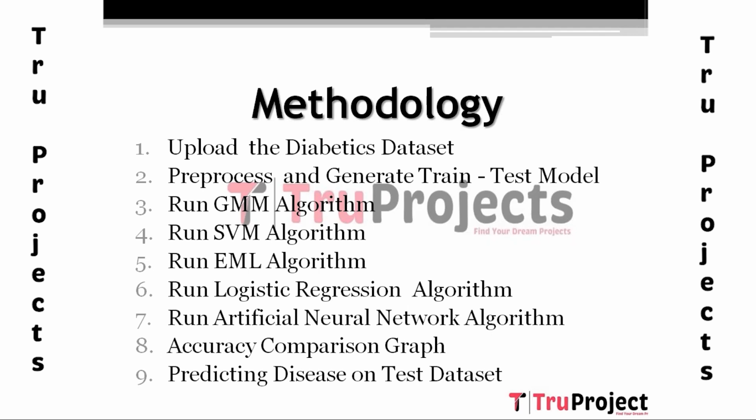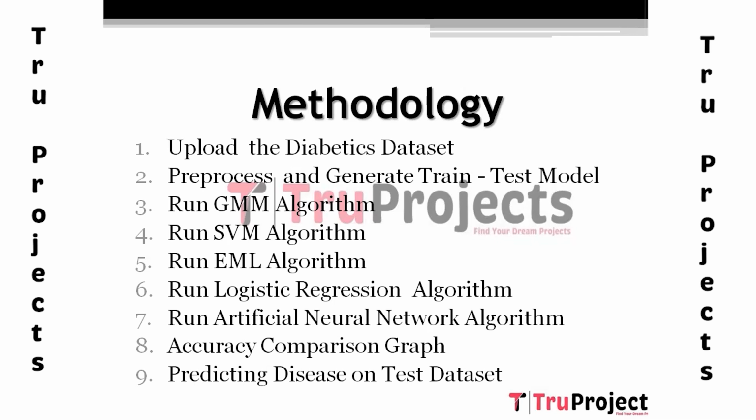In this module, we are going to read the dataset and analyze the non-numerical and numerical values, and if any non-numerical values are there, we are going to convert them into numerical values. Then we split the dataset into train and test portions, with 80% of the dataset for training and 20% for testing the model.